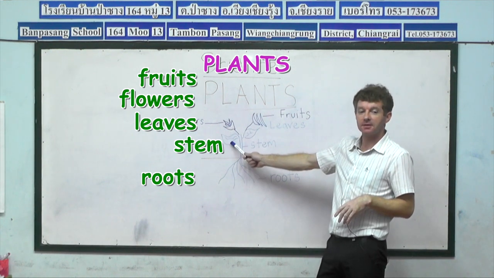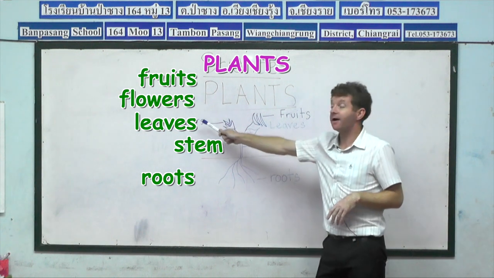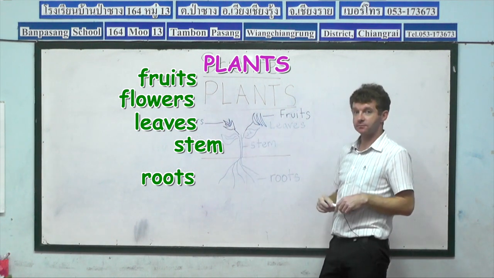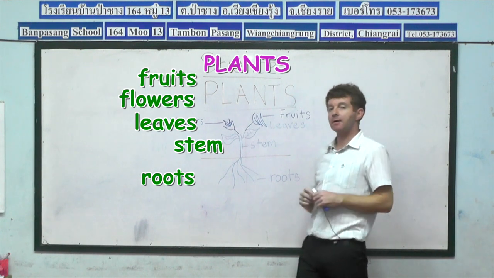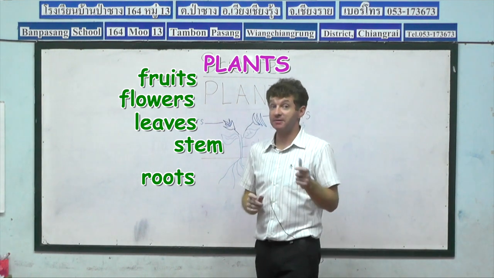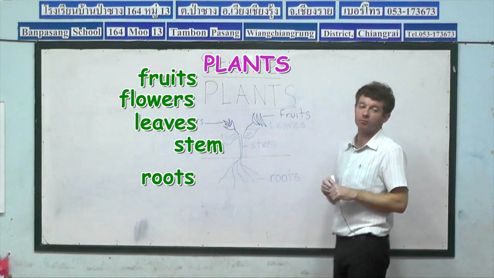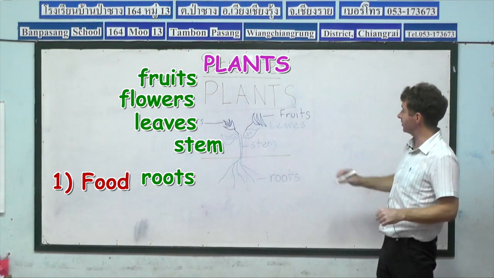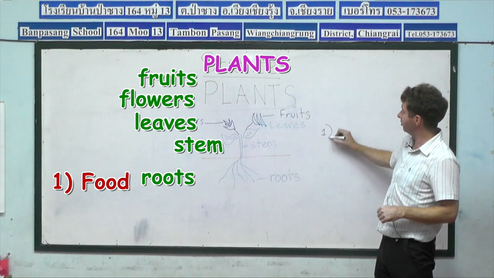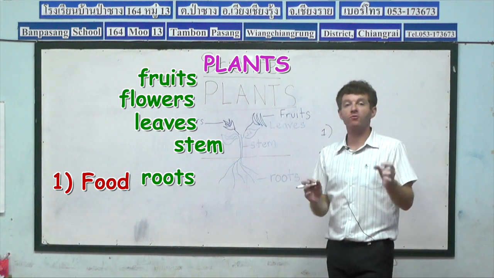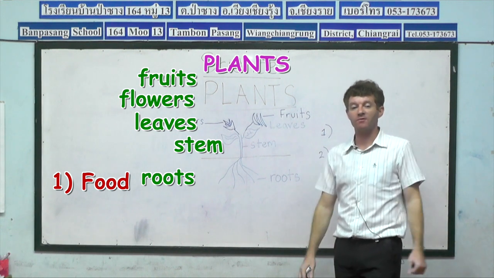Leaves. Yes. Flowers. And fruits. Yes. So remember, plants are a living thing. Can you tell me two things that plants need to survive? Think about living things. What two things, like humans, like we need, what two things do plants need to survive?